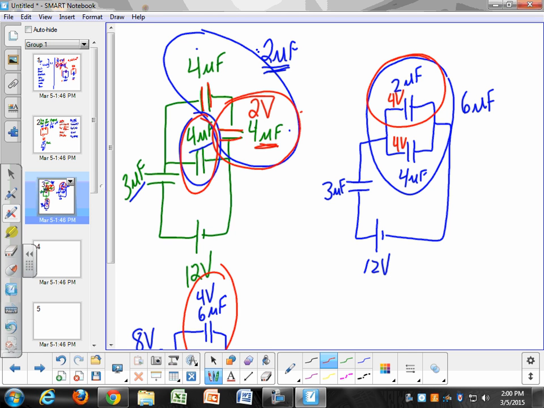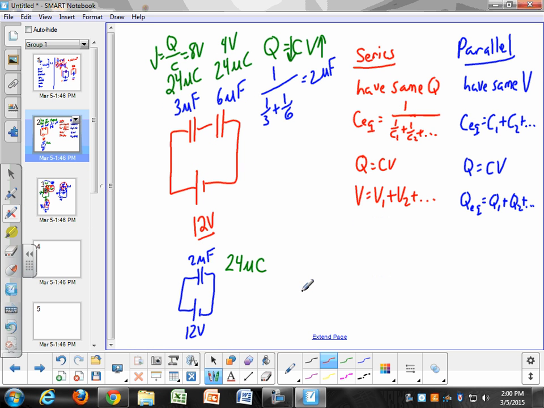So even if they weren't identical, they wouldn't? If they weren't identical, no, it wouldn't work that way. It would work the way that we did it up here. See, these two weren't identical, and so they didn't have the same voltage. Capacitors in series always have the same charge. If they're identical capacitors, then they'll also have the same voltage. They always have the same charge. Okay? Okie dokie. All right.